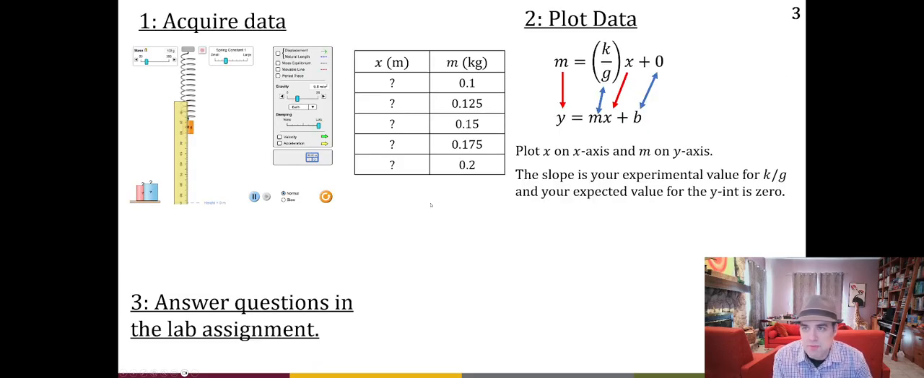So there's going to be 3 steps in this lab. We're going to be acquiring data in the simulation, and we're going to be measuring and determining that stretched length for a bunch of different masses. And then we're going to plot our data in Desmos. And remember, the slope is our experimental value for k over g, so we've got to do that calculation to get k. And our expected value for the y-intercept is 0. And then you're going to answer questions in the lab assignment module, okay?